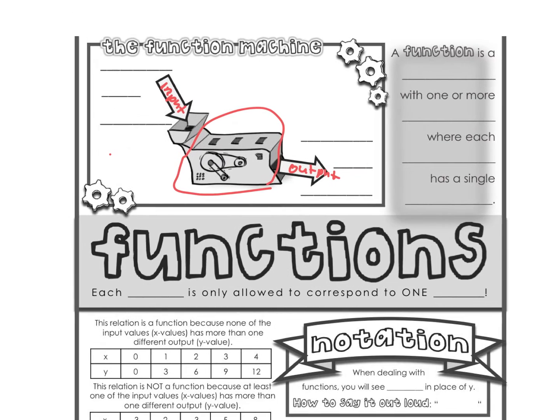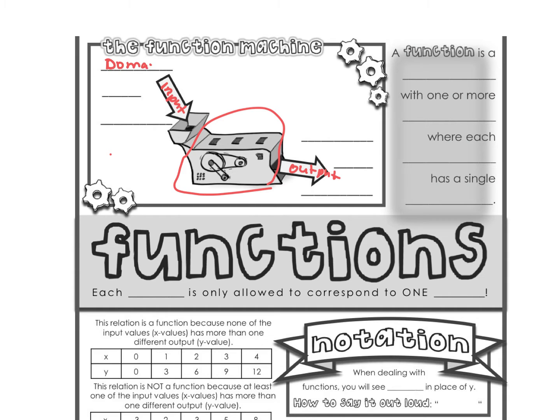So some of the things that go into a function machine are the domain. And the domain are the x values of a coordinate. And they are independent, which means they don't rely on anything else. They don't depend on anything else. If you take an apple and put it in the function machine, it's going to come out and be something else. If you put the letter Q in the function machine, it's going to come out and be something else.